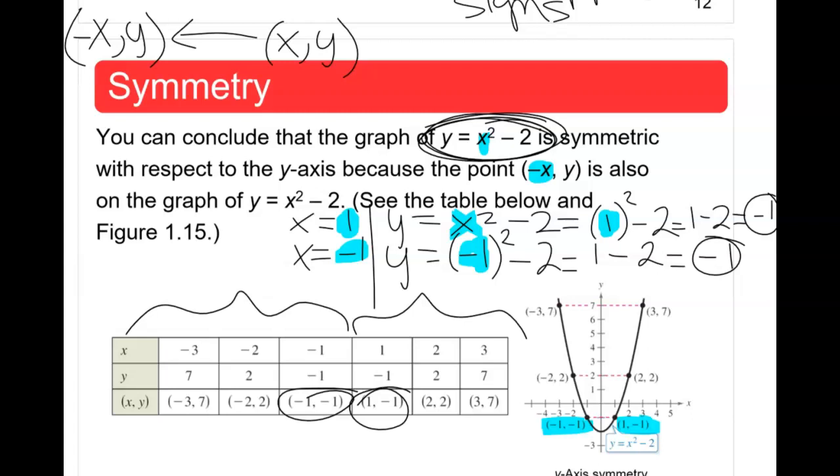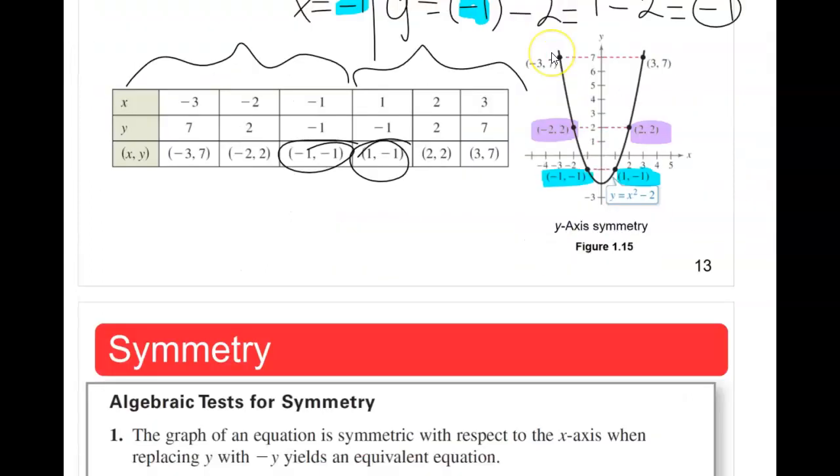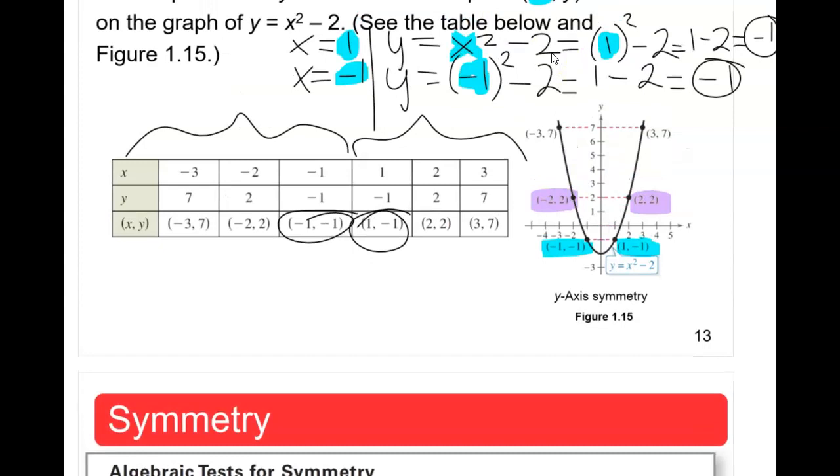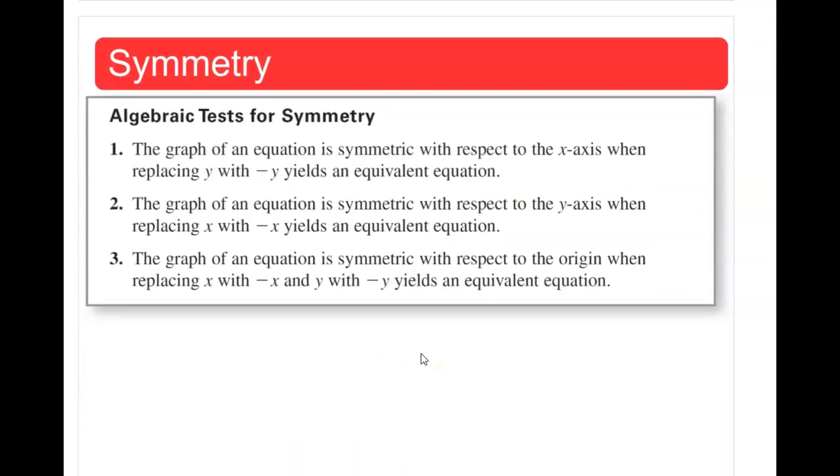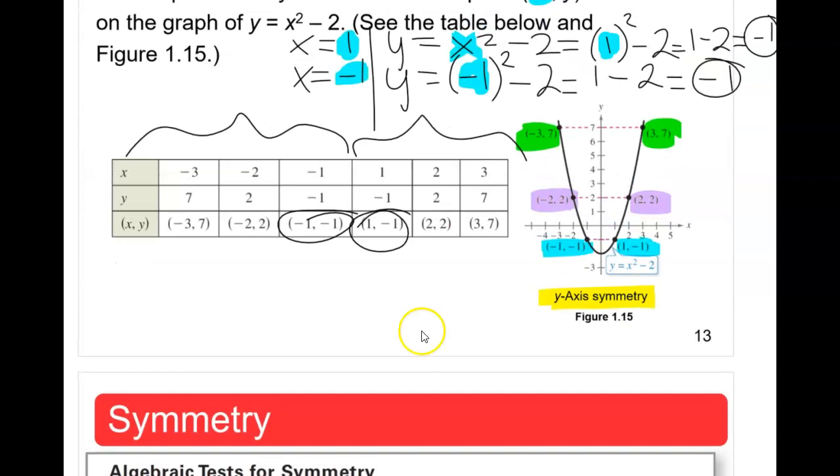You can also see how the point 2, 2 is reflected, and so it's -2, because the x value is the one that changes to its opposite when we have symmetry across the y-axis. Let me highlight that: y-axis symmetry. And then of course we have the point 3, 7, so reflected across the y-axis is -3, 7. So that would be the graphical test or numerical test.